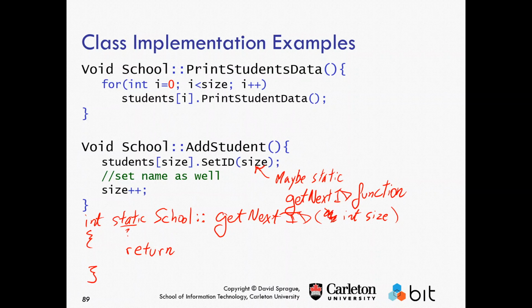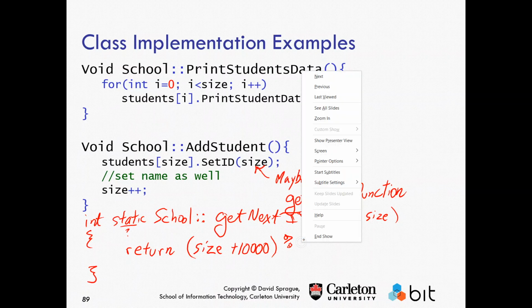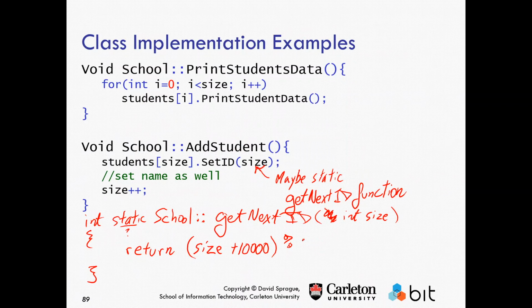I can't just use the member variable. It's a static function. So I can say return, let's say, 10,000 mod, and then let's figure out what number I could put in there. 2193. I don't know, some number, right? I just want some ID that is not 0, 1, 2, 3, 4. I want some value that is going to be relatively safe.